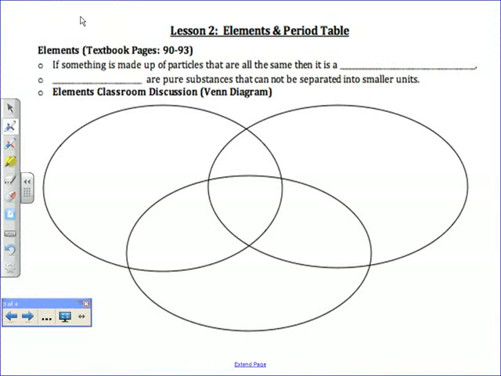Hello class, today we're going to go over lesson 2 on elements and the periodic table. Elements can be found on textbook pages 90 to 93. So if something is made up of particles that are all the same, then it is a pure substance.